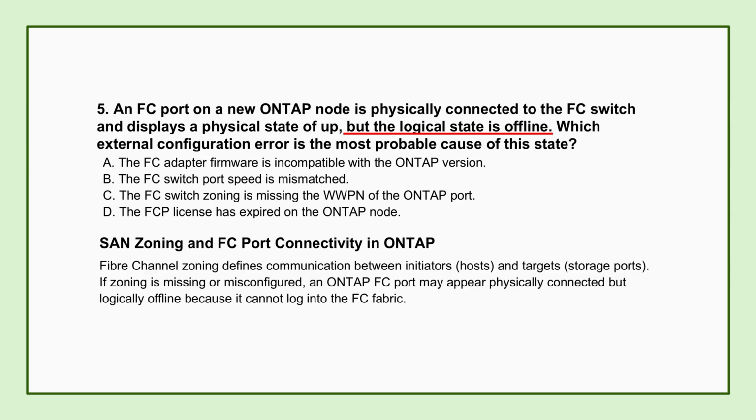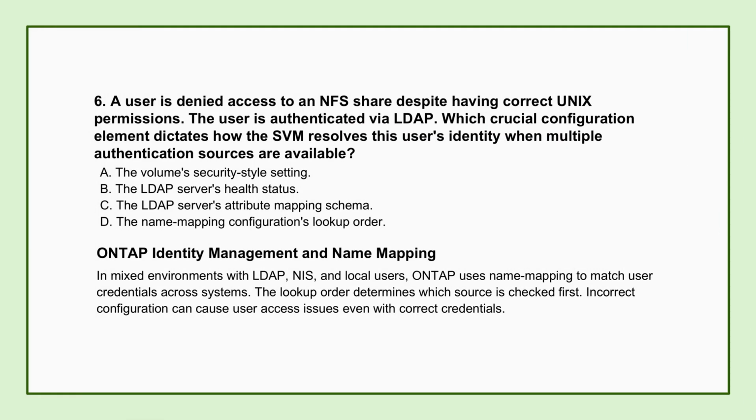Right. If the physical connection is good, but the port won't complete its fabric login, the problem is almost always upstream on the FC switch. Zoning. Bingo. Most likely cause. The zoning configuration on the switch is missing the WWPN, the worldwide port name, of that specific ONTAP FC port. Zoning controls who can talk to whom on the fabric. If the ONTAP port's WWPN isn't in the right zone, the switch won't let it log in logically. Doesn't matter if the cable's perfect. Another case where storage admins and network admins need to be best friends.